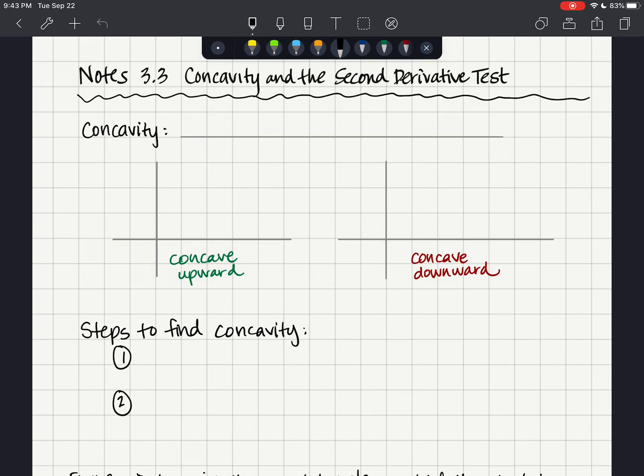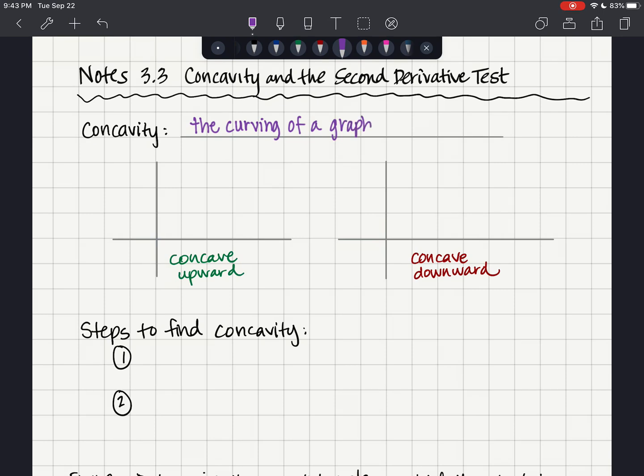In this series of videos, we're going to discuss concavity of a graph, and we're going to use the second derivative test. Now, there's a couple of things about the second derivative test that we're going to talk about. The first thing is we're going to work with that second derivative to discuss the concavity of a graph. And the concavity simply means the curving of a graph.